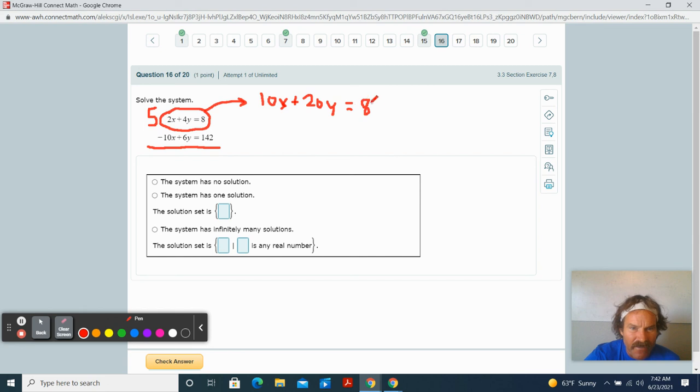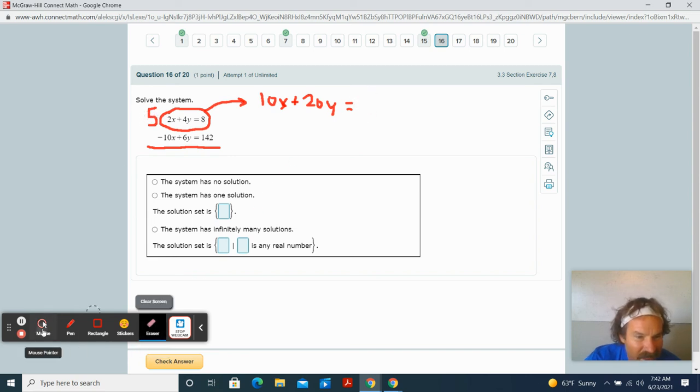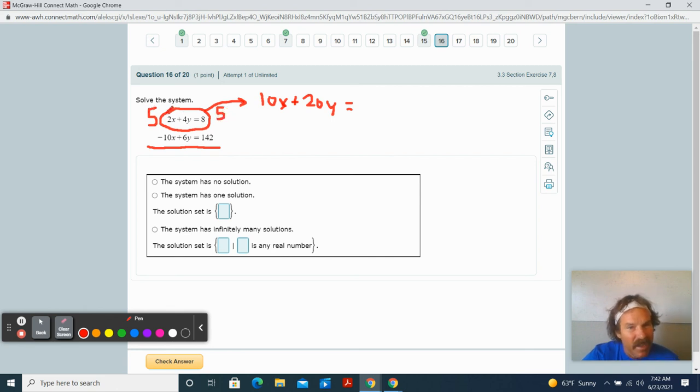Actually, sorry, not 8, but I'm glad I made that mistake because I only put the 5 on that side. I want to put the 5 on this side too to remind myself that I have to multiply by 5 on both sides. If you only put the 5 on that side, you might only multiply by 5 there. So that 8 becomes a 40.